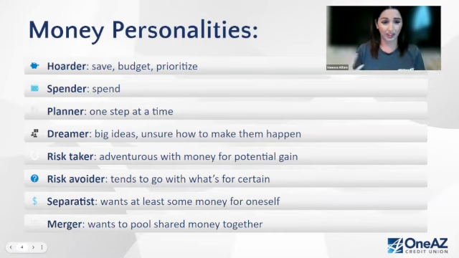Your separatist wants some money separate for oneself, and your merger, who wants to pull shared money together. So those two last ones you might see in a household, maybe a couple partnership, maybe they're sharing joint money, or maybe one really feels more secure just having that safety net on their own. That is completely up to you, but some of these might resonate with you and help you identify what your money personality might be. The hoarder, a lot of the time, is pretty well off.